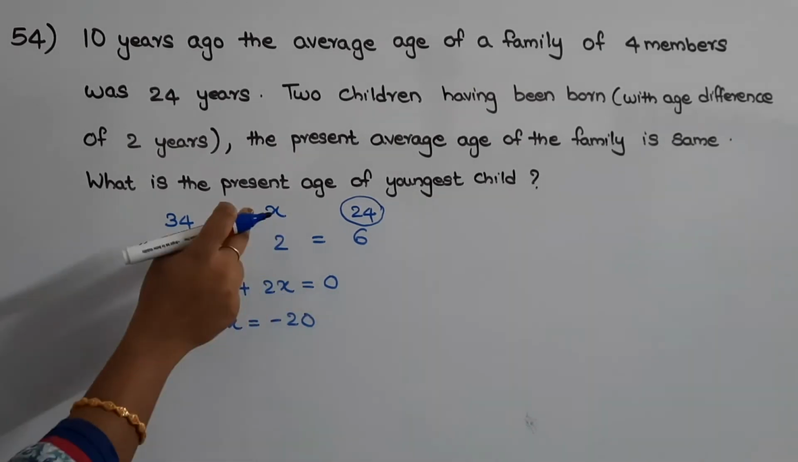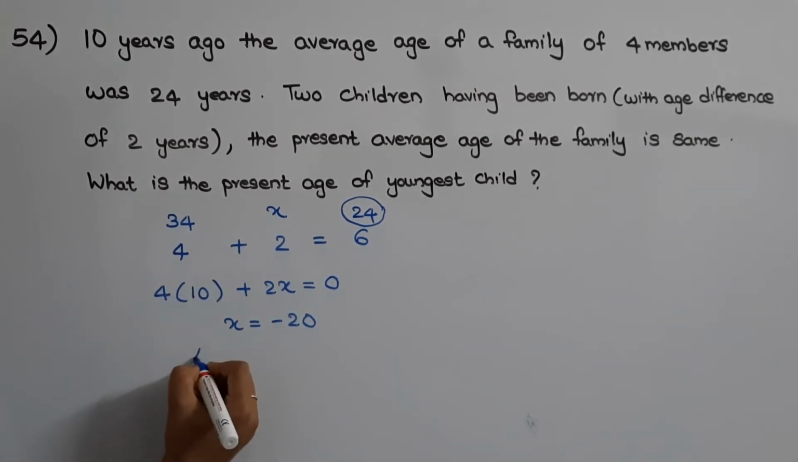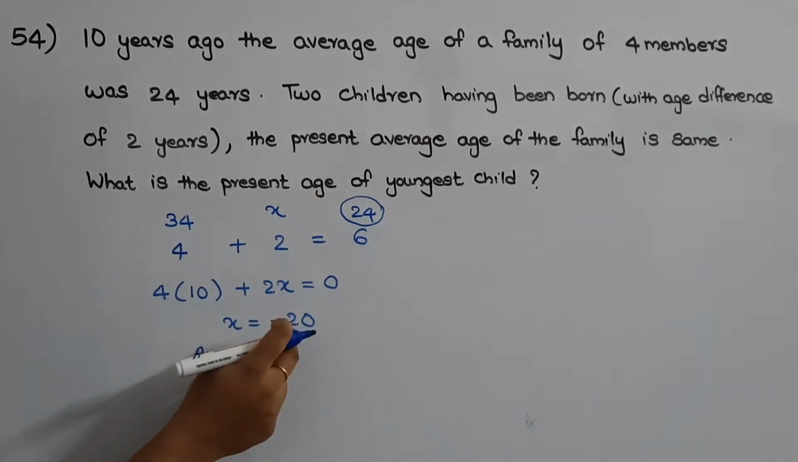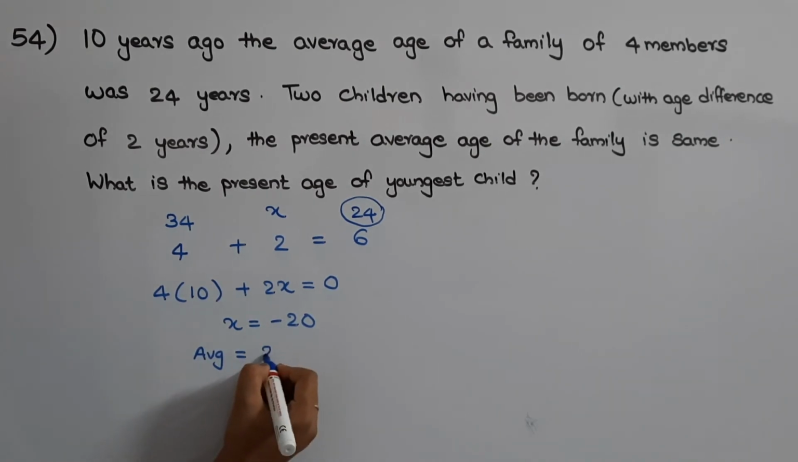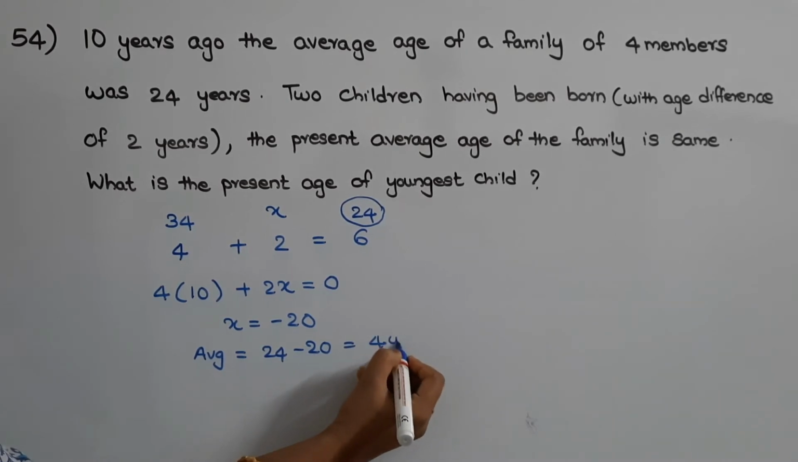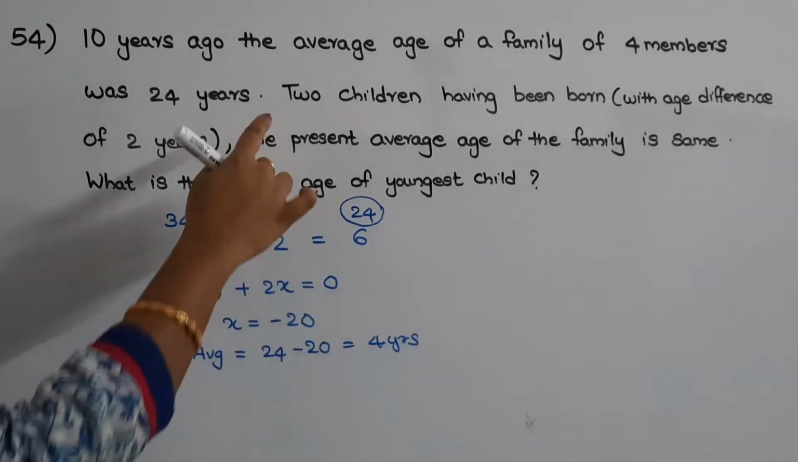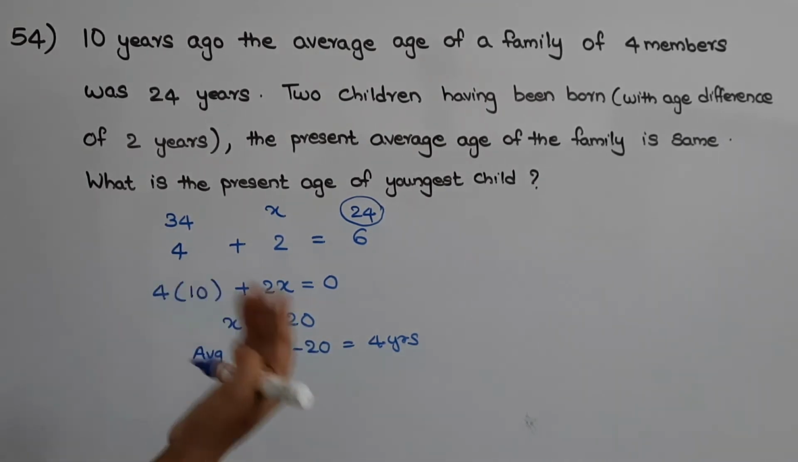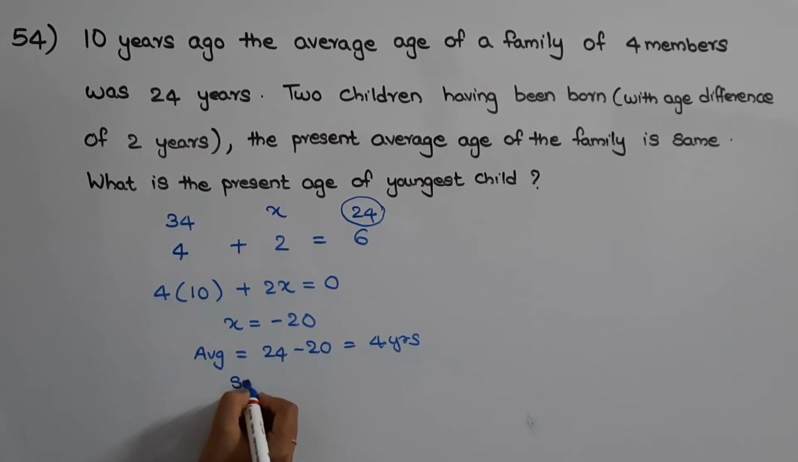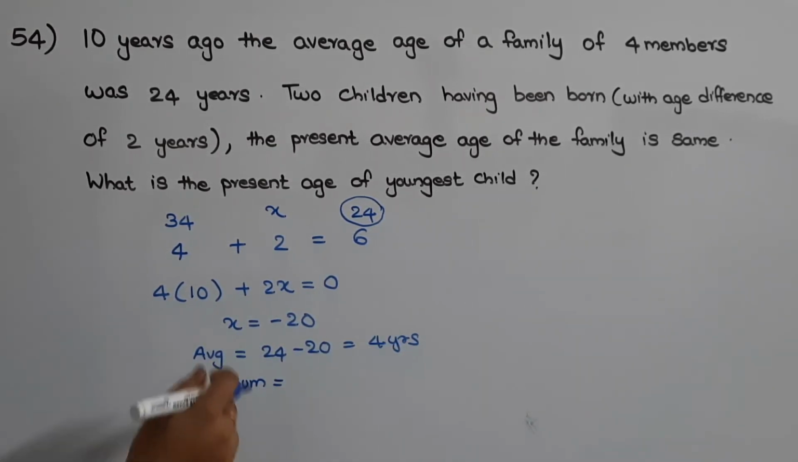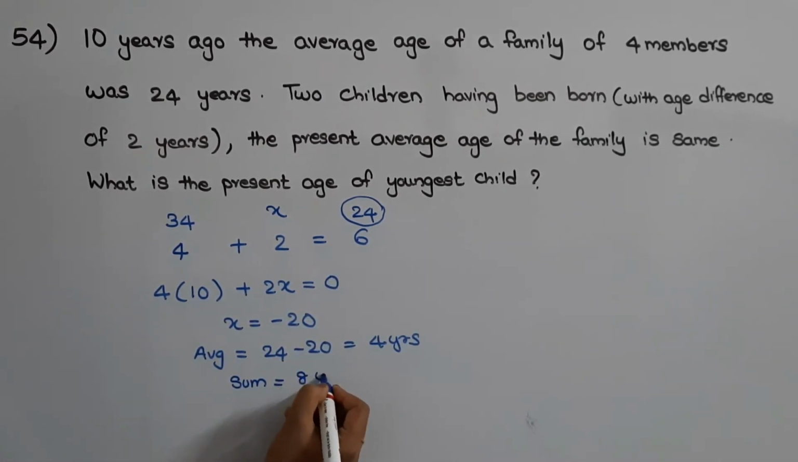Then what will be the average of these two children? The average of two children will be equal to this reference average minus this 20, that is 24 minus 20. That will be equal to 4 years. So the average age of two children is 4 years. If the average is 4 years, what will be the sum of their ages? Sum of their ages will be equal to 4 into 2. Sum is equal to average into number of observations. So 4 into 2, that is 8 years.